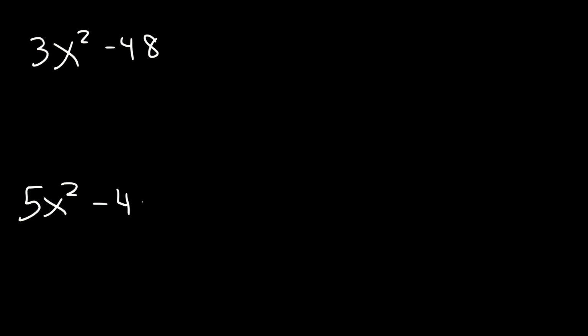Now let's work on some more examples. Now what about these two? 3x squared minus 48 and 5x squared minus 45. Notice that we can't square root 3 or 48. It's not a perfect square. It won't give us an integer or a whole number. So what we got to do first is take out the GCF, which is 3. 3x squared divided by 3 is x squared. Negative 48 divided by 3 is negative 16.